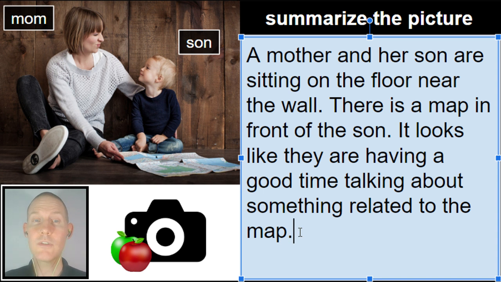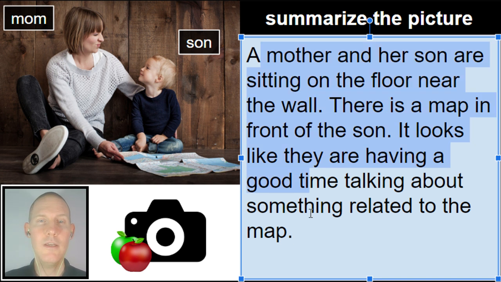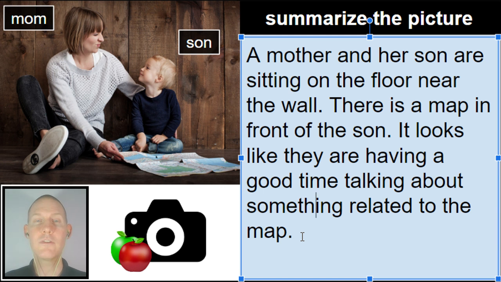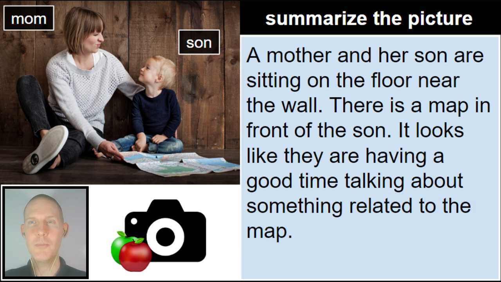So this is how I would summarize the picture. I would say a mother and her son are sitting on the floor near the wall. There is a map in front of the son. It looks like they're having a good time talking about something related to the map. And when I say related to the map, it's because the son is pointing at the map, right? So perhaps they told a joke or they thought something was funny, and that's why the mom kind of has a cute look on her face and the boy is looking up at her smiling. Okay, so we summarized the picture.